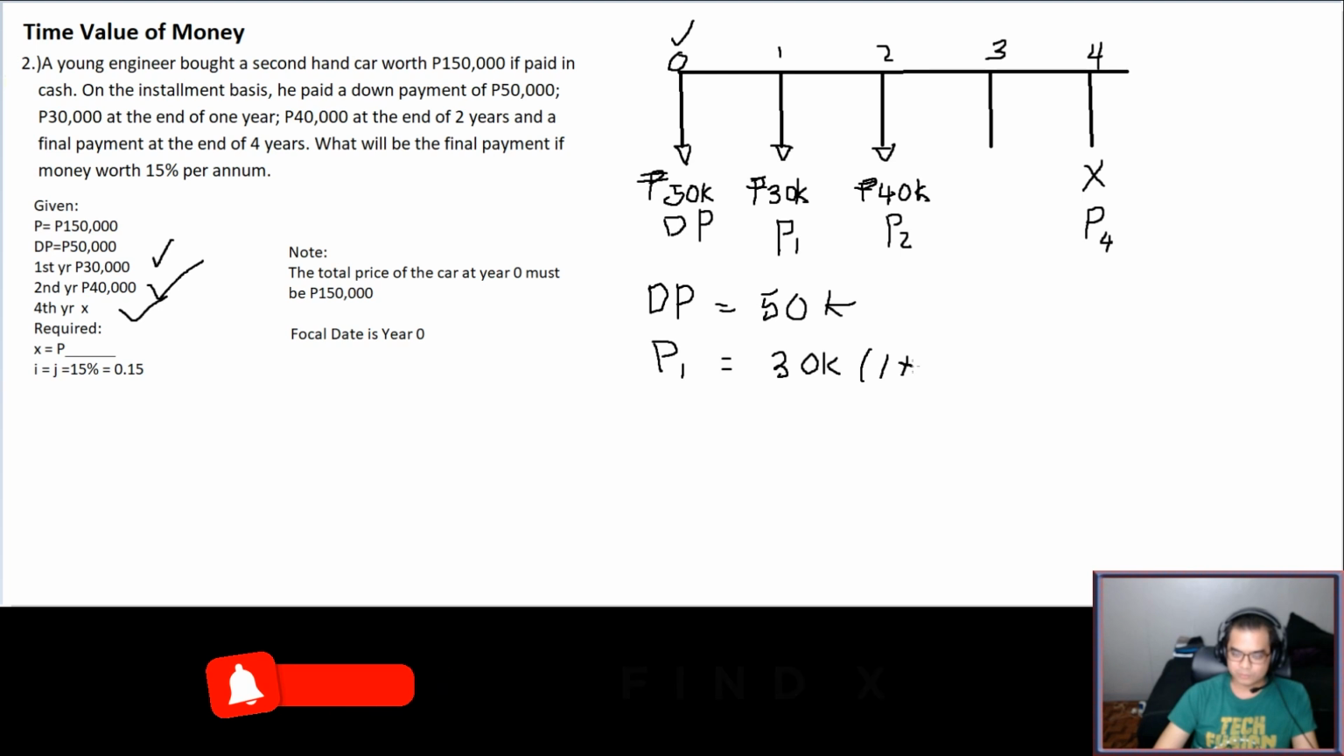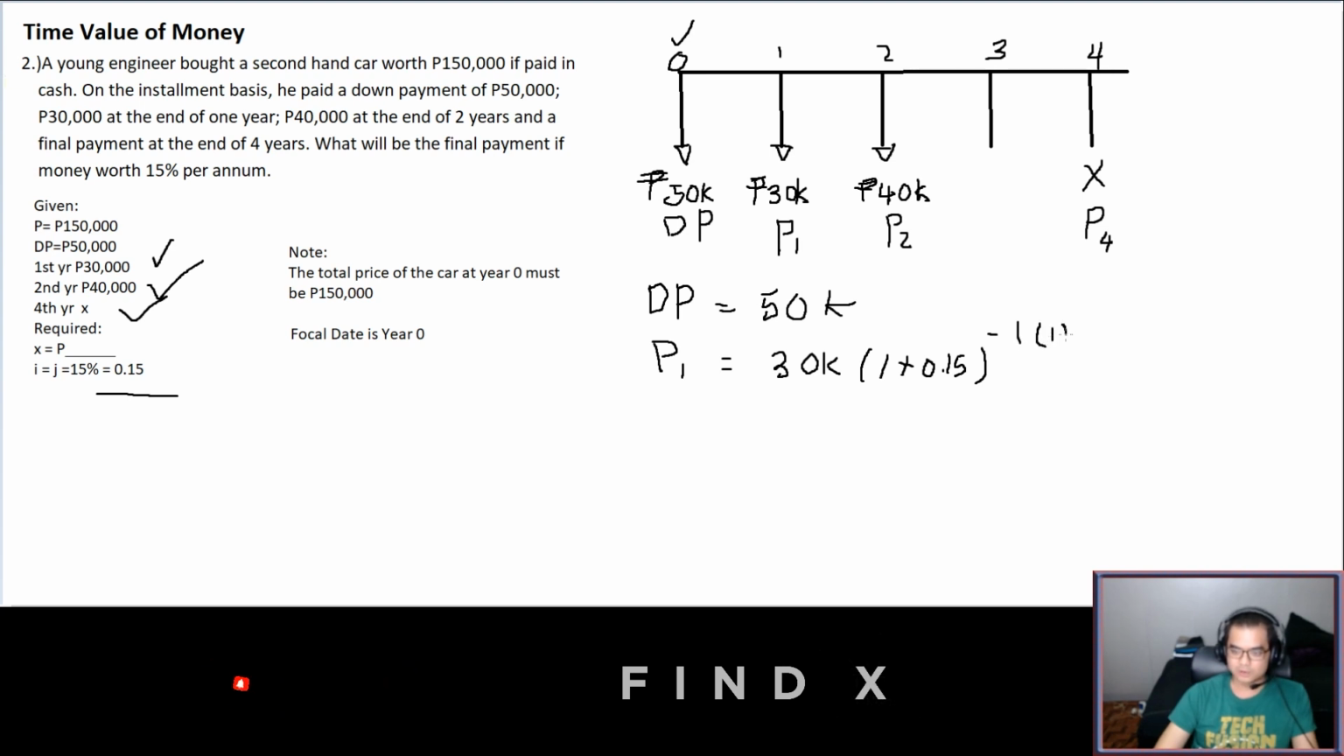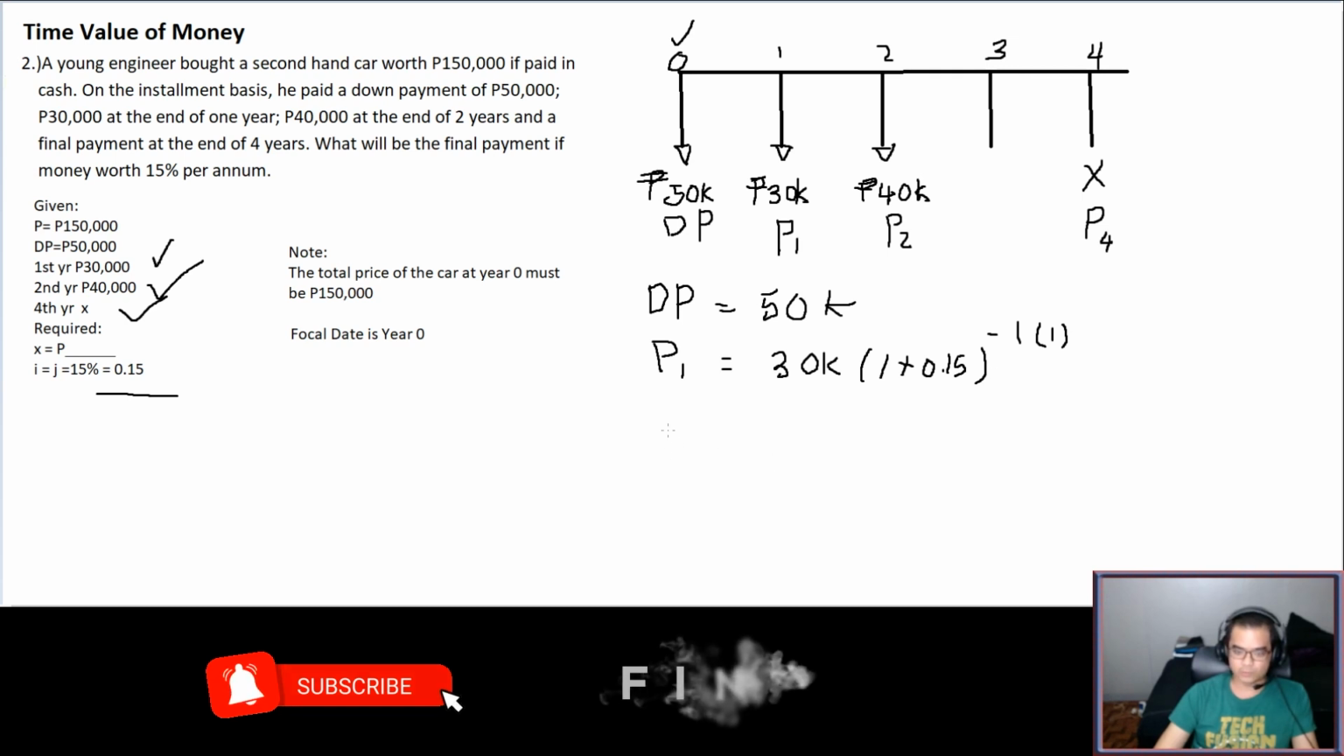times 1 plus 0.15 raised to, again, we're going left. Therefore, the exponent must be negative. How many years is that? From year 1 to year 0. That is negative 1 times the method of compounding 1. So that is already the value of P1.